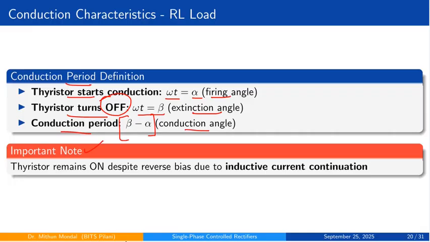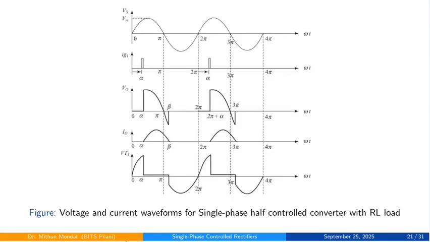An important note here is that the thyristor will remain in the on condition despite the reverse bias condition due to the inductive current continuation. So this is what we have to note, the key difference between the R condition and the RL load condition: even though the thyristor is reverse biased, the current is not becoming 0. So let us see this from the voltage and current waveforms.